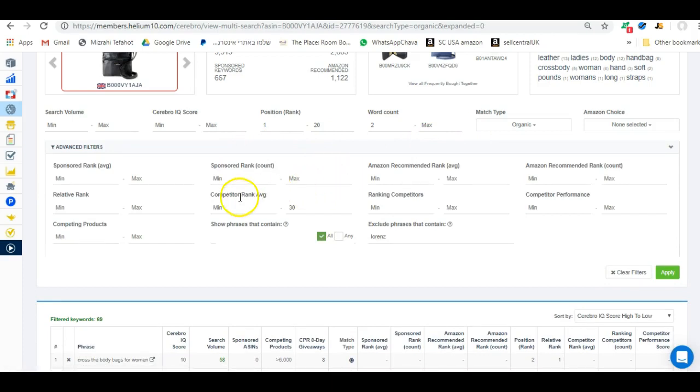Over here, for my advanced filter, I put a competitor average rank of 30. I did it a little bit higher. Sometimes I'll even put 50 or 100, because imagine if even one of the competitors isn't ranking well for a good keyword phrase, the average competitor rank will be very high, even though that is a phrase you do want to target.